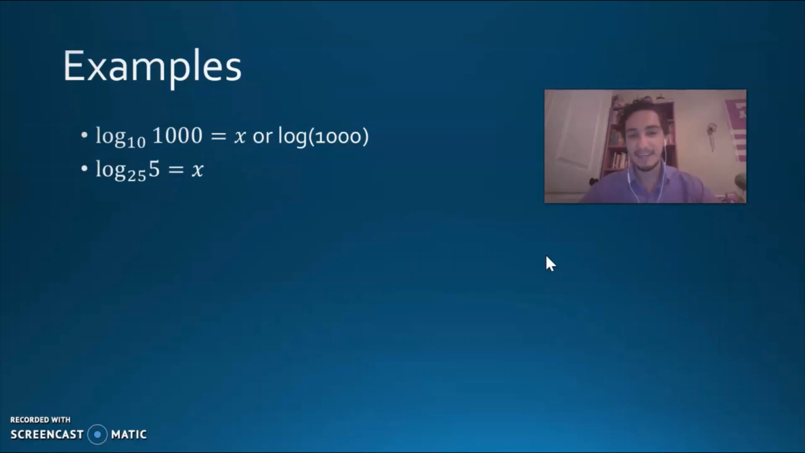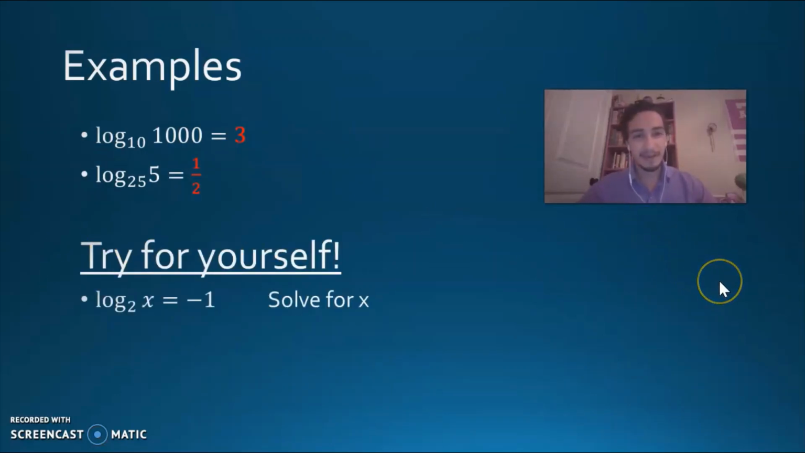We have log base 10 of 1,000, or another way of writing that would just be log of 1,000, because if we don't see a subscript, we automatically assume that it's in base 10. And we set that equal to x. And then we have log base 25 of 5 is equal to x. Now, when you're thinking about this, think about 10 raised to what power gives us 1,000, and 25 raised to what power gives us 5. So that's how we should be thinking about these logarithmic functions to solve for x. So take a minute, solve for yourself, or if you just want to see the show, let's take a look.